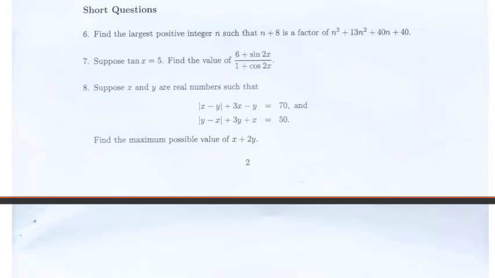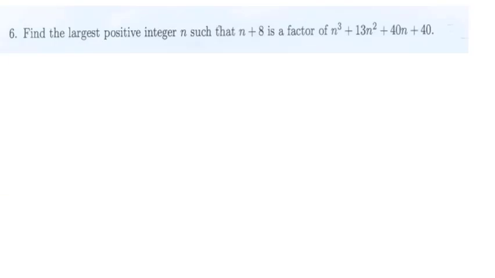SMO 2019 Senior Section First Round short questions, problem number 6. Find the largest positive integer n such that n plus 8 is a factor of n cubed plus 13n squared plus 40n plus 40. Okay, for this problem you should know divisibility. We say, okay, n plus 8. These kinds of problems are very famous and basic. 13n squared, 40n plus 40.